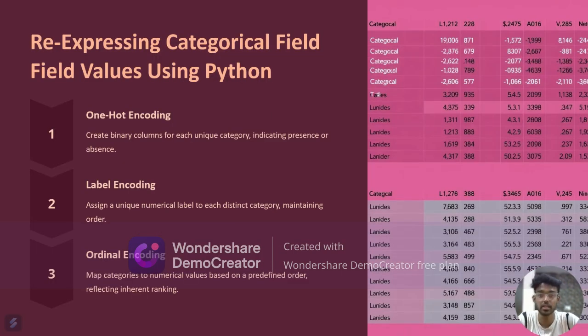Now, re-expressing categorical field values using Python. There are three ways to re-express categorical fields in Python. First, one hot encoding. In this, we create binary columns for each unique category, indicating presence or absence. Second, label encoding. In this, we assign a unique numerical label to each distinct category. Third, ordinal encoding. Map categories to numerical values based on a predefined order reflecting inherent ranking.